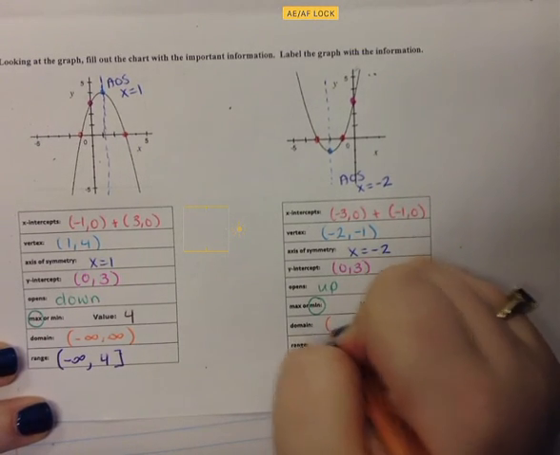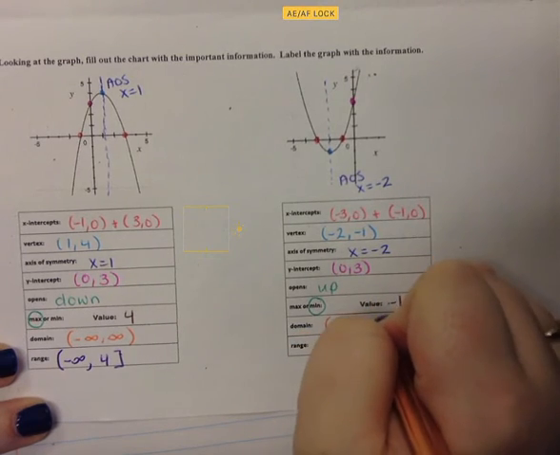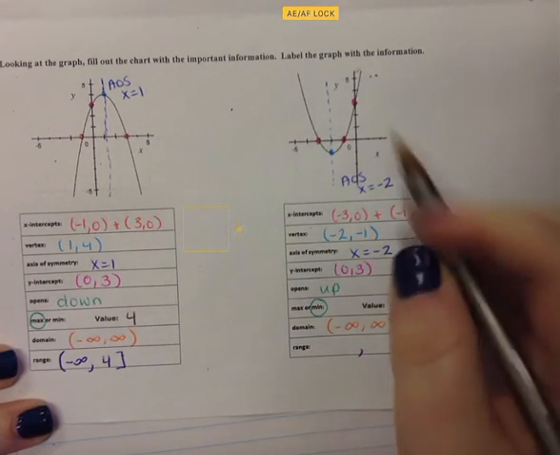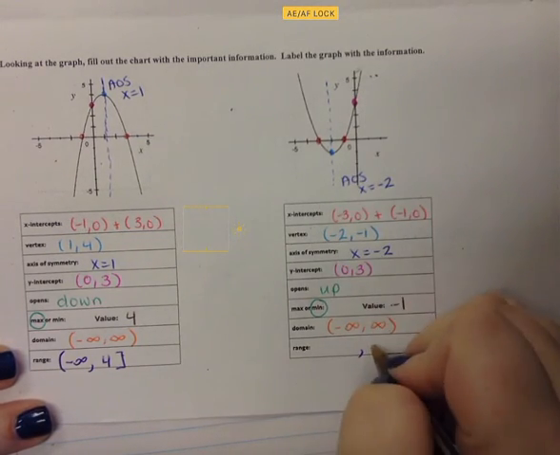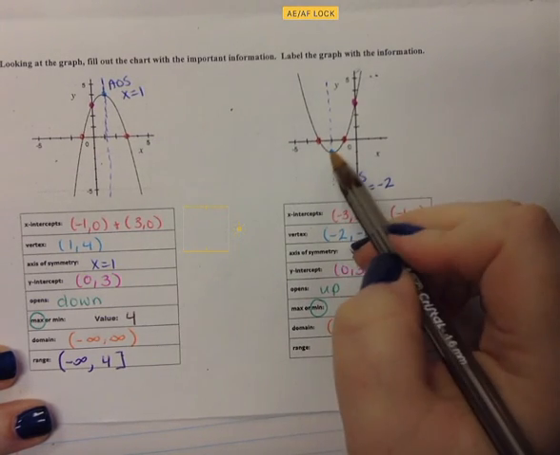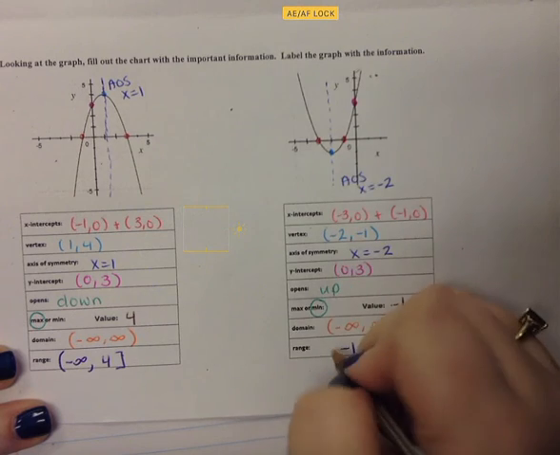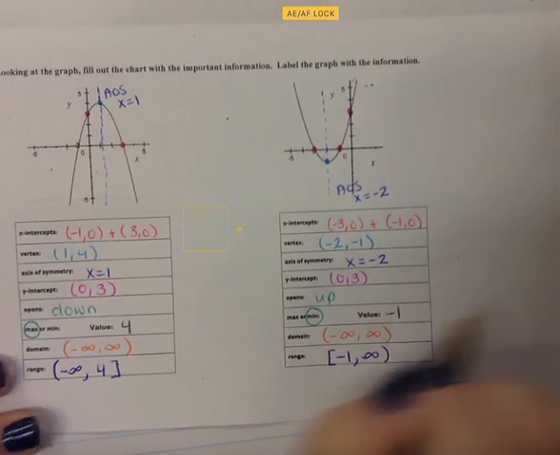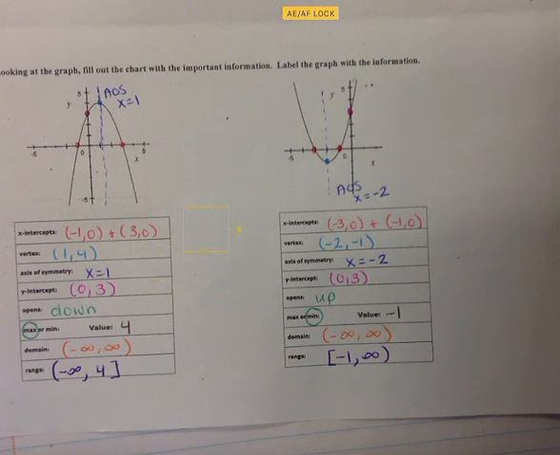Domain is open bracket, -infinity to positive infinity, because it goes left and right forever. And then our range, comma, it's going to go up forever, so we're going to have a positive infinity. And our value is -1. So our graph is going from -1 up forever. So close bracket, -1, comma, infinity, open bracket. This is quadratic basics. This is just taking the information from the graph itself and knowing what the values are and knowing where the coordinates are located.